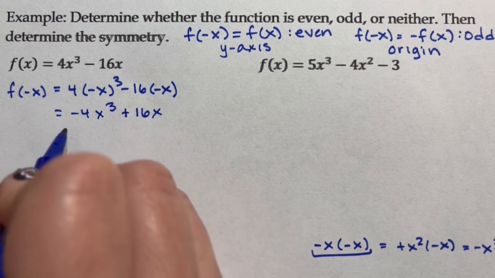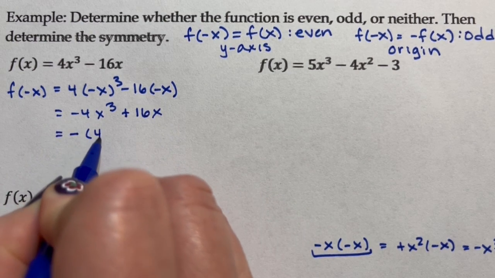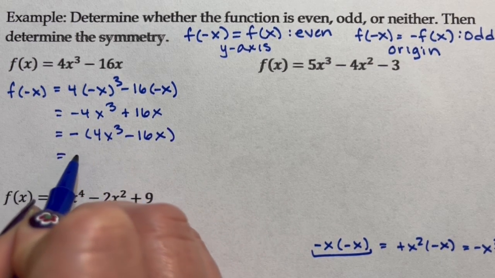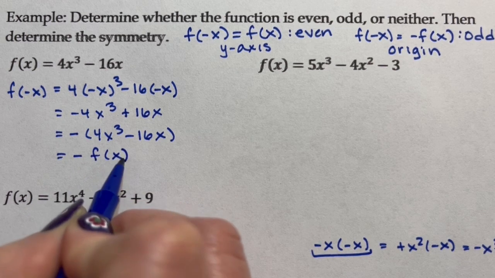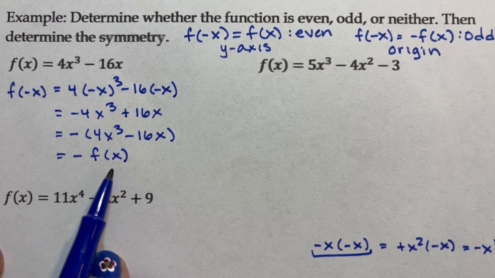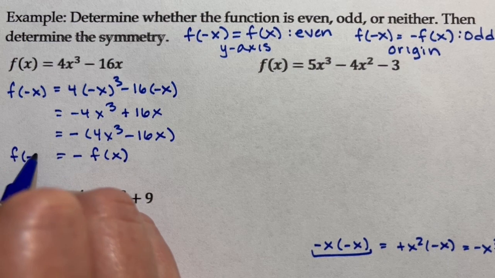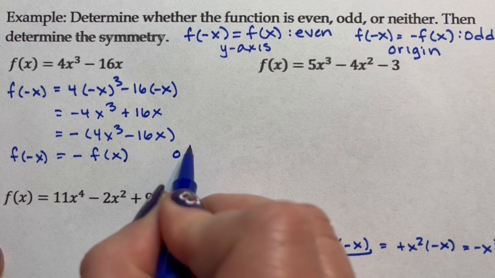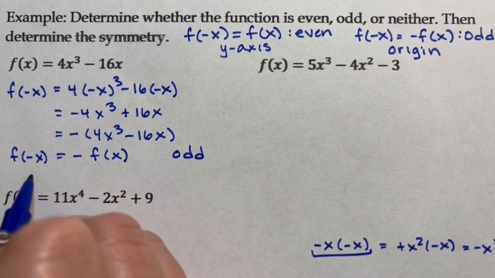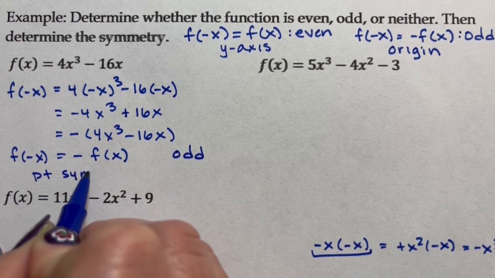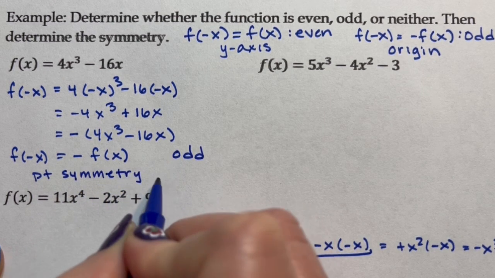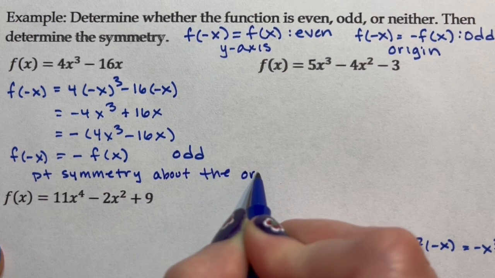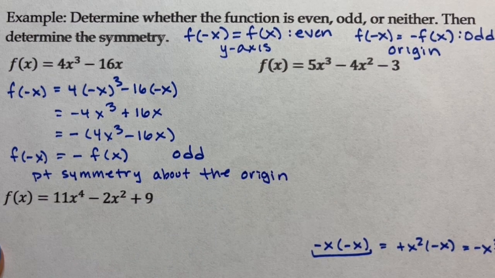If I factor a negative out of these, I get negative 4x cubed minus 16x, which looks a lot like negative f of x. So that means that f of negative x is equal to negative f of x. This one is odd. So this has point symmetry about the origin.